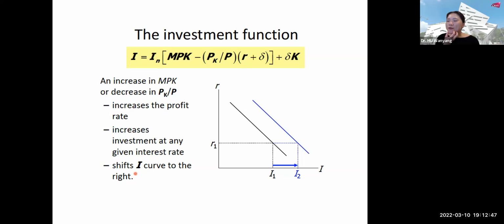Let's say there's an increase in the MPK, so the MPK will increase. So for any additional unit of capital invested, the marginal product will increase. Or alternatively, we have a decrease in the relative price of capital. Both of these changes will increase the profit rate. As a result, the investment will increase. So let's see how this will change the investment.